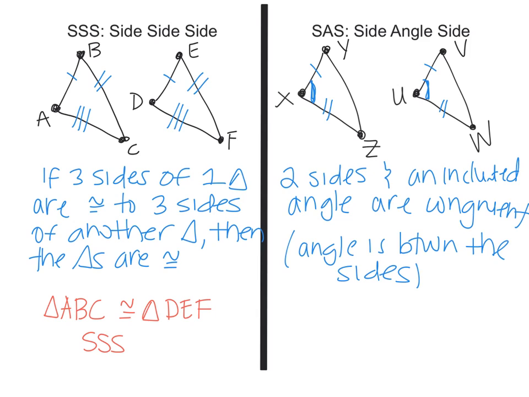So if I think about it in terms of these two, remember, the order is very important. So triangle XYZ, we have to write it in terms of the letters, is congruent to triangle UVW. If I have XY, which is this side right here, well, this is also congruent to this side.